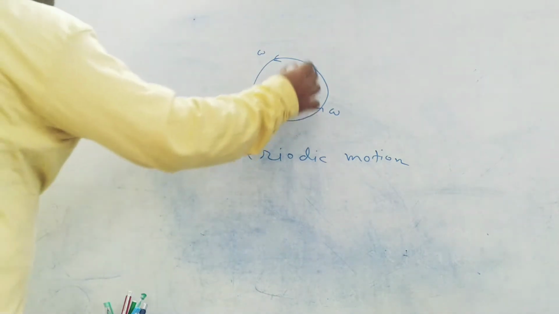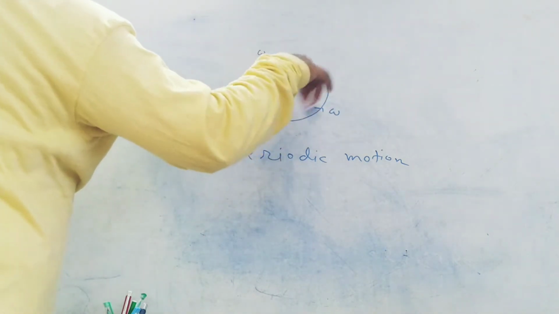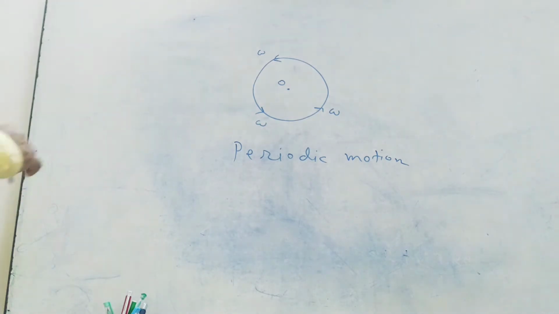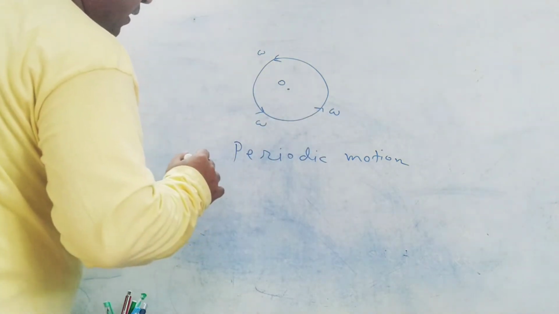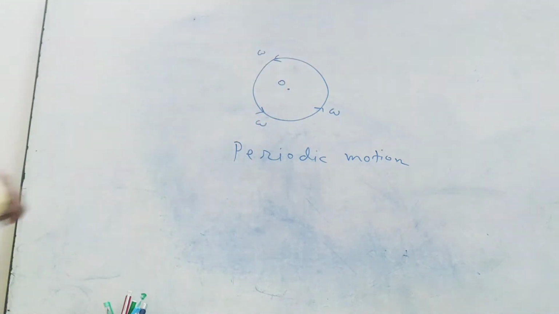When a particle moves along a circular path with constant angular speed omega, then the motion of the particle is known as periodic motion. Or in any case, when the motion of a particle repeats after some time interval, then this motion is known as periodic motion. It may be circular, it may be elliptical, or it may be linear.